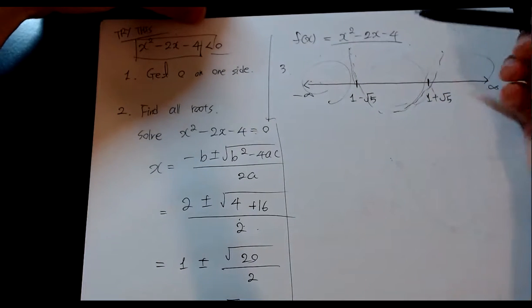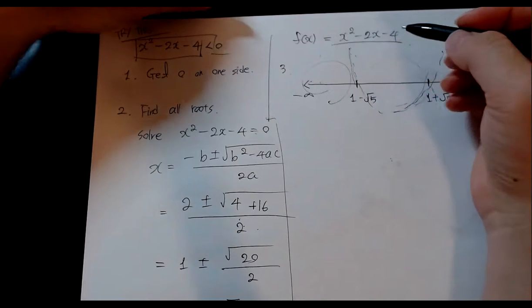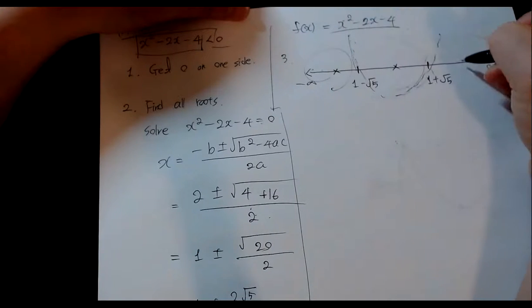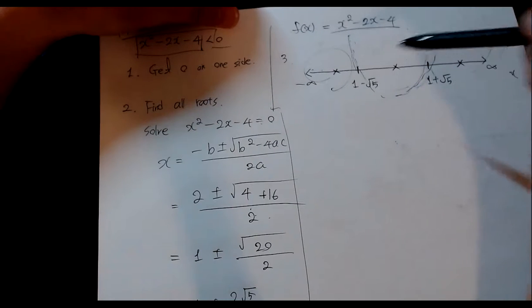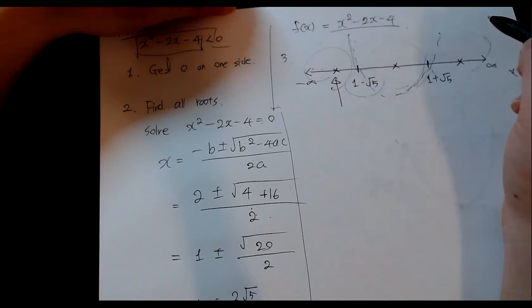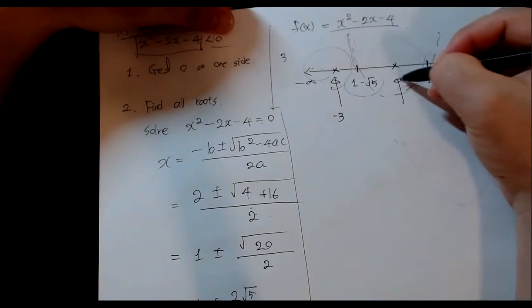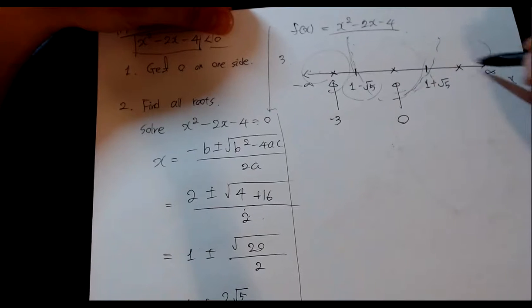Okay, now step 3. So now we pick the test point. I'll pick a test point for each subinterval. Right here, any test point should be fine. In step 3, we're going to pick a test point for each subinterval. So here, 1 minus square root 5 is negative 1 point something, so let me pick negative 3. And then definitely 0 must be between 1 minus square root 5 and 1 plus square root 5, so I picked 0 for the second subinterval. And for the third subinterval, maybe I pick 5.